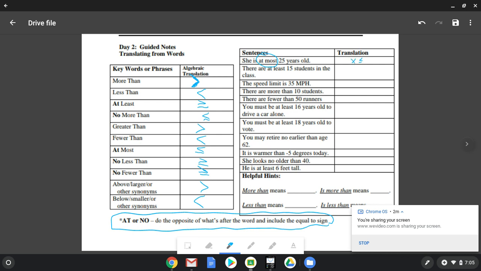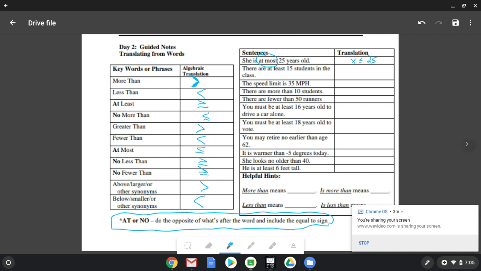So anytime we have a pronoun, or something that we're talking about, we're just going to use the letter X. And then 25 is on the other side. So that would be the translation of she is at most 25 years old. So X is less than or equal to 25, because the most she could be is 25. She could be 24, 23. She couldn't be 26 though, because that means that she'd be greater than 25.